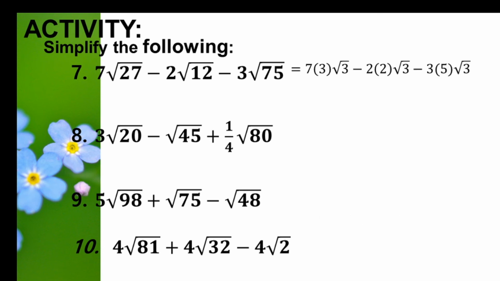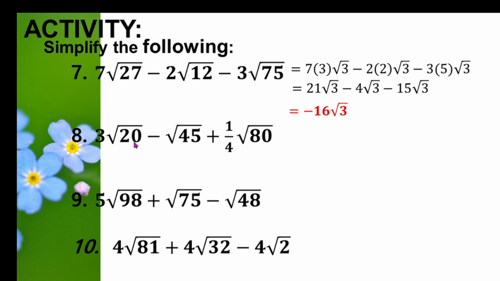So therefore, we have 7 square root of 27 is equal to 7 times 3 square root of 3, while negative 2 square root of 12 would become negative 2 times 2 square root of 3, and minus 3 square root of 75 would become negative 3 times 5 square root of 3. So simplifying further, we have 21 square root of 3 minus 4 square root of 3 minus 15 square root of 3, giving us negative 16 square root of 3.